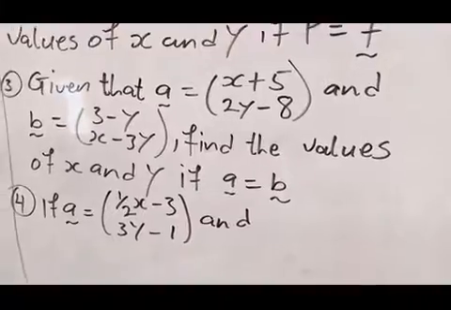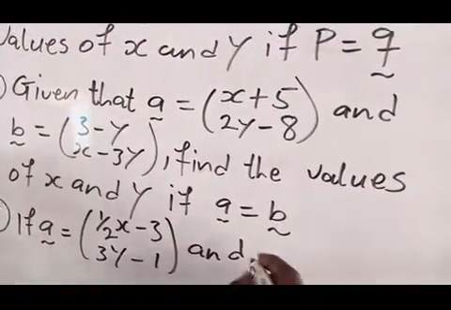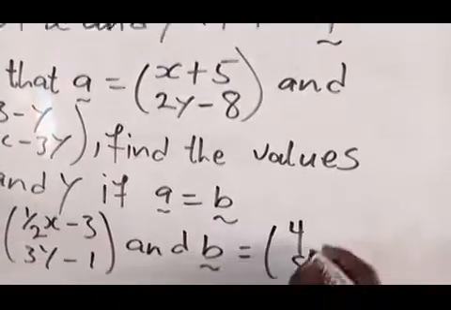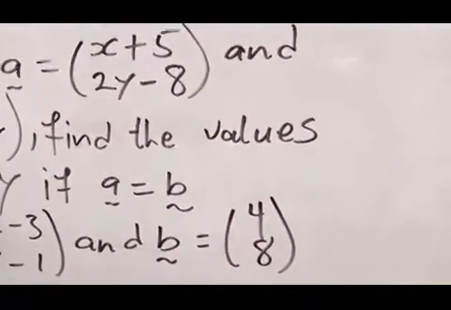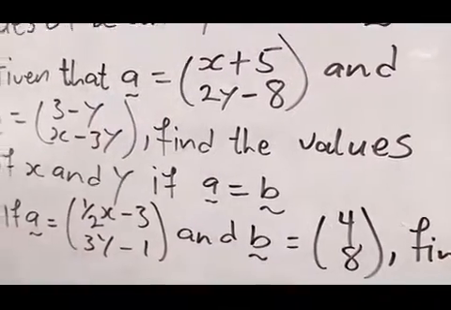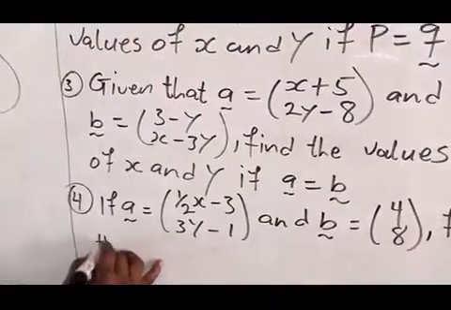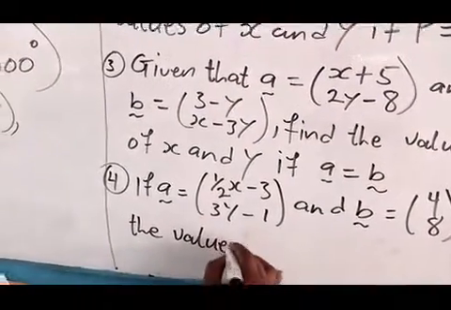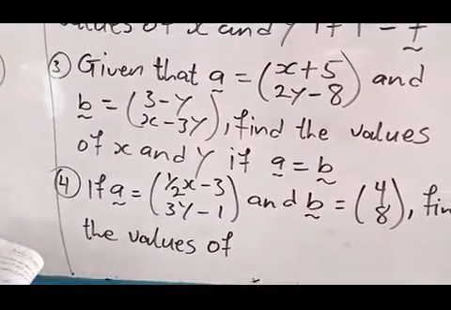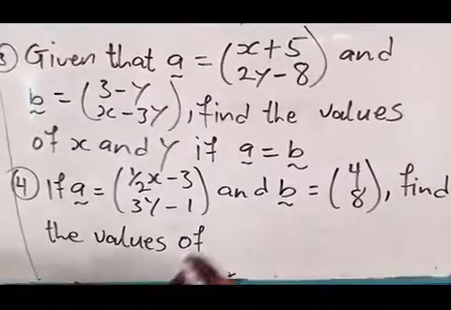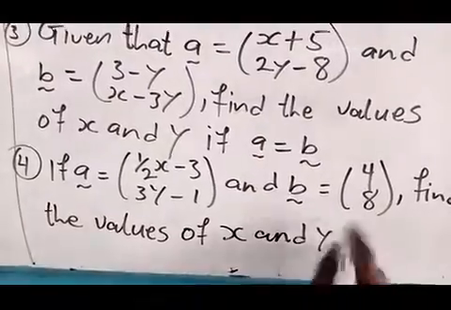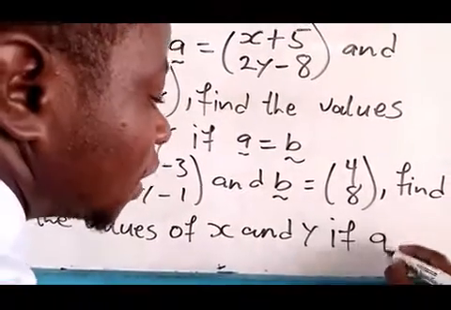If A equals (1/2 x - 3, 3y - 1) and B is equal to (4, 8), find the values of x and y if A equals B.